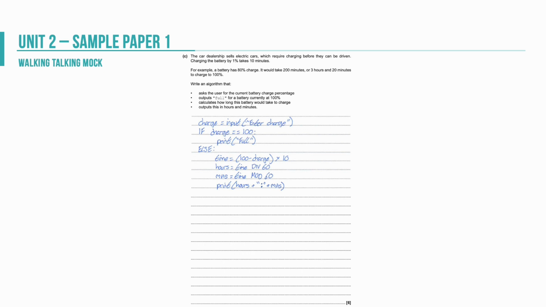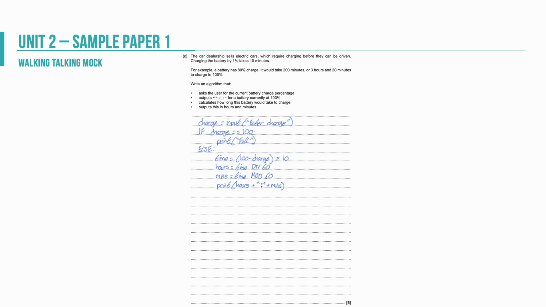We've then got our else statement where we're looking at time, and we've got time equals 100. So we're assuming that we've started at 100% minus the charge times by 10. So we're doing the basic calculation there that 1% takes 10 minutes. I then need to work out hours and minutes, and this is where mod and div come into this answer.